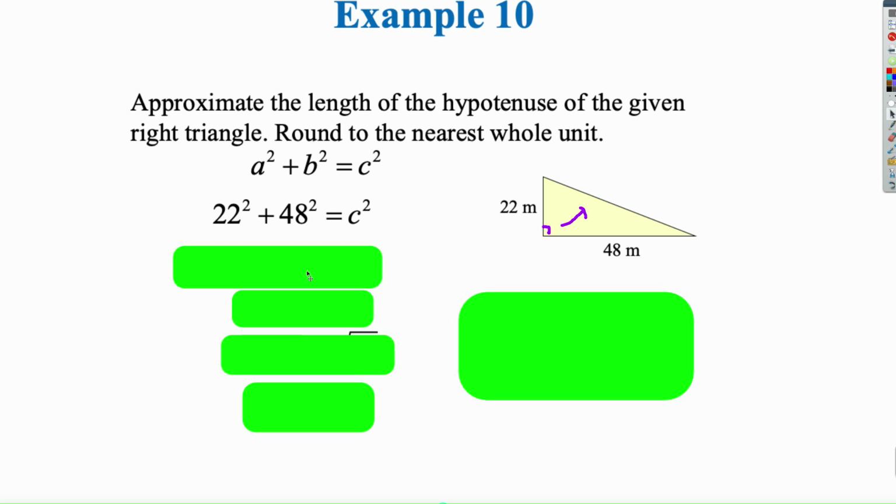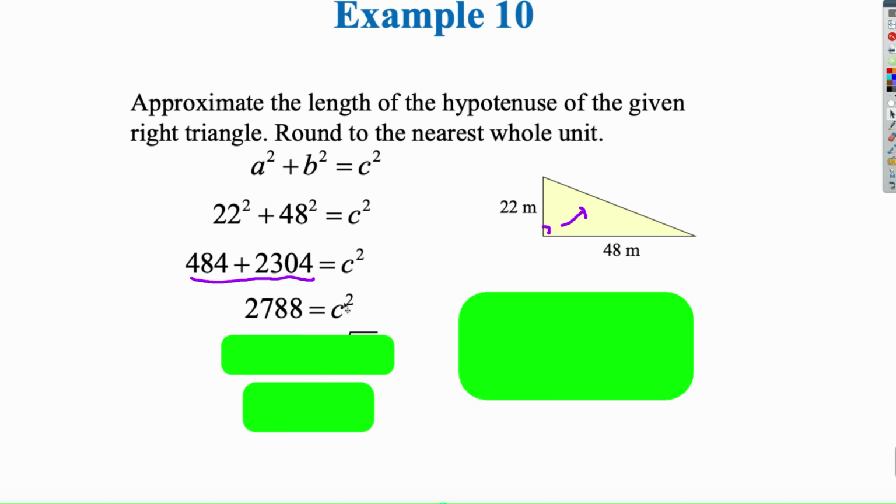22 squared and 48 squared, I would definitely type in my calculator. You can actually type 22 times 22, or there should be an exponent button on your calculator. So bigger numbers this time. Now I'm going to add 484 plus 2,304. And now, to get c all alone, I undo squaring by square rooting. What I do to one side, I do to both. So this is my next step. Square root of 2,788.